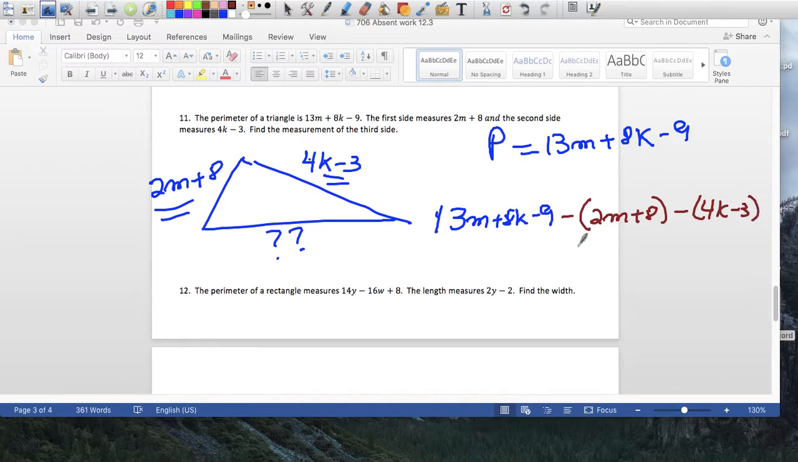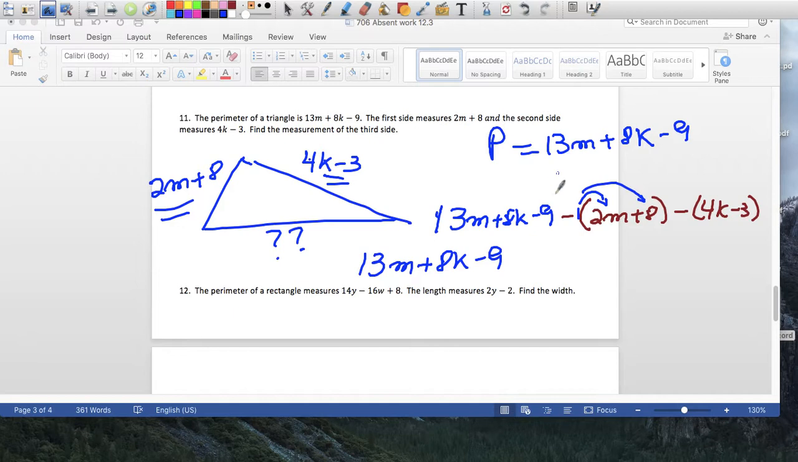So whatever the answer is, it's going to be the remaining side. So before we do anything, we must remove the parentheses, right? So 3m plus 8k minus 9. So pretend there's a little 1 over here, and just apply the distributive property.